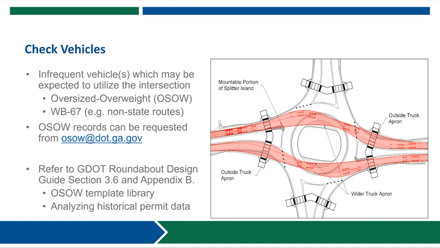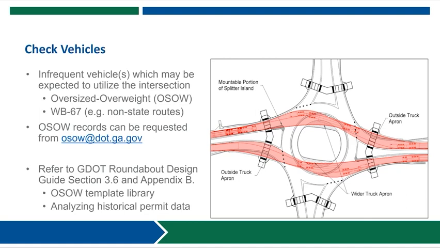The type of check vehicles that are going to be used are going to vary depending upon the specific site context. And a good place to start is to look at historical OSOW records for that facility. Those records can be requested from the web address on the slide. That's going to give you a better understanding over the last couple of years of the frequency of permit loads, as well as the different types of permit loads that might have gone through there and the range in size and length of those loads.